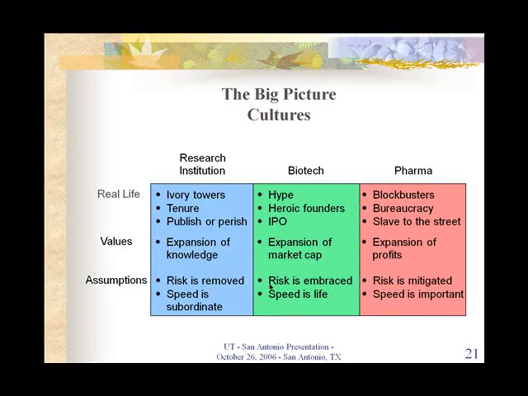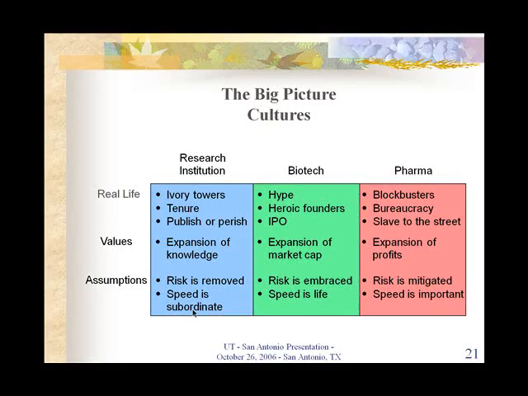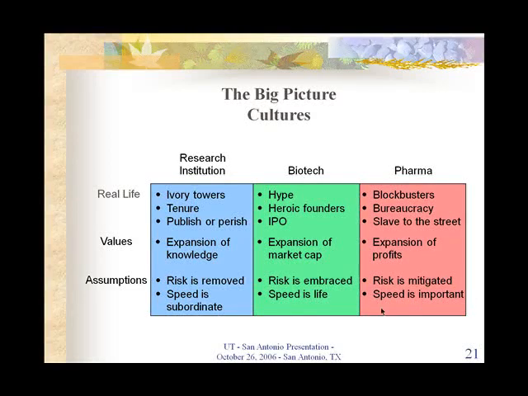The assumptions, quite a great deal of the risk is removed at the level of the research institution. The speed is subordinate, meaning it is at a more casual pace, even though it is still a hectic pace. You have to tend to your institutional commitments other than just the research. In the biotech, it's very focused, the risk is embraced, and speed is life. And then in pharma, risk is mitigated, and speed is important.